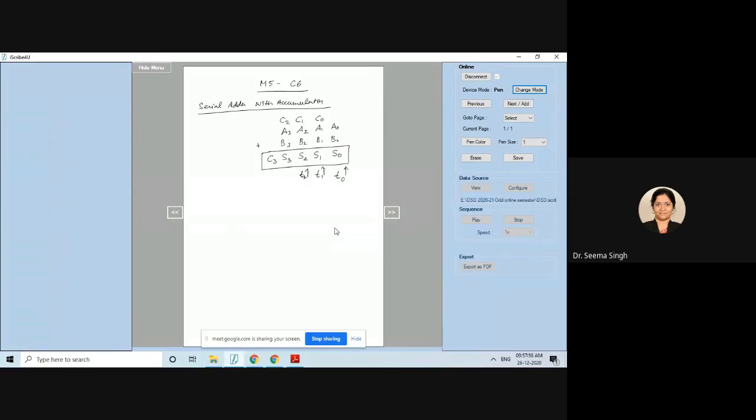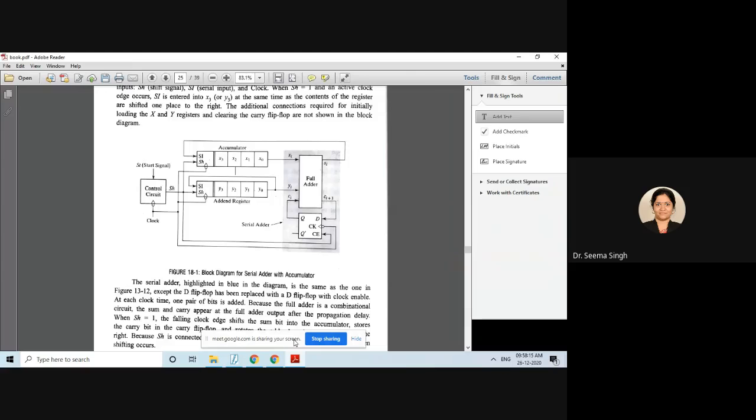At T2, this is added. At T3, this is added. At T4 time, I will have C3 in the D flip-flop and S3, S2, S1 and S0 in the accumulator register. Can somebody tell me, seeing the circuit, what will be there in the addend register after these 4 clock cycles of T0, T1, T2, T3? Accumulator, your answer is there: S3, S2, S1, S0, and C3 here in the D flip-flop. What will happen in the addend register? What will you get?